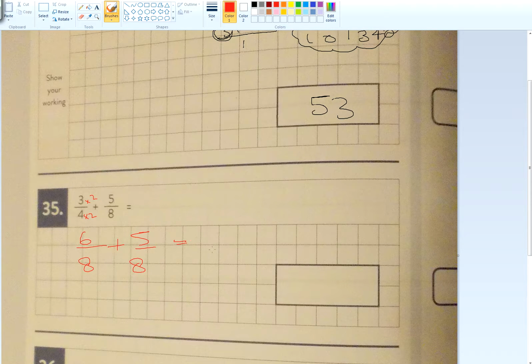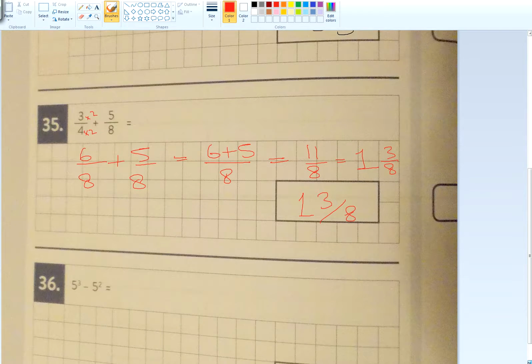Now what do we do now? When the bottom numbers are the same, we can simply add the top numbers only, never the denominators. So 6 add 5 will give you what? 11. Now 11 over 8 is top heavy. You can't write 11 eighths as an answer, it's better if you simplify it. 11 divided by 8 is 1, remainder 3. So 3 goes on top. So 1 and 3/8. Okay, let's move on.